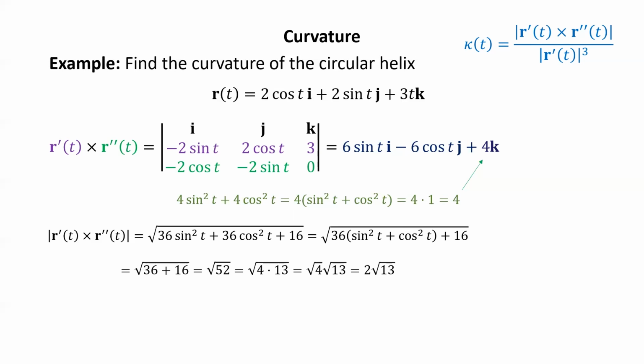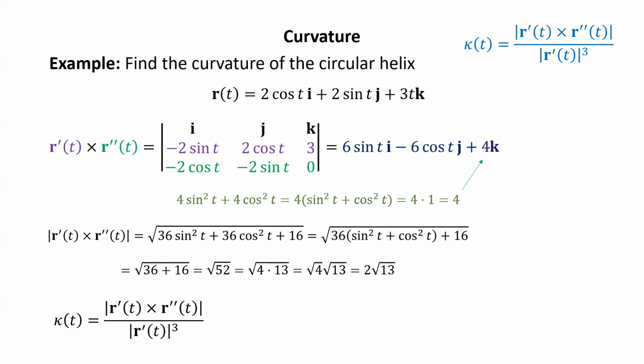I just want to mention that this little trick involving factoring out a constant from sine squared t plus cosine squared t and then using the Pythagorean identity to replace that with 1 is going to occur very often throughout these lessons. So try to understand how to do that so you could do it quickly and save a lot of time.